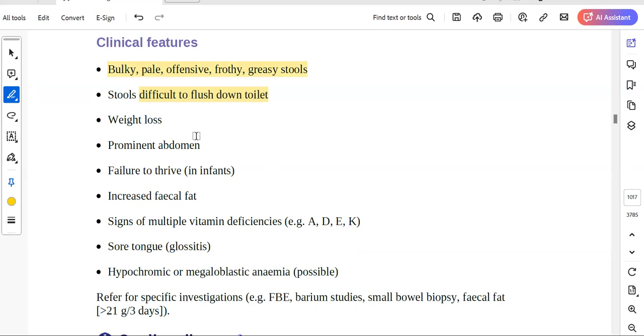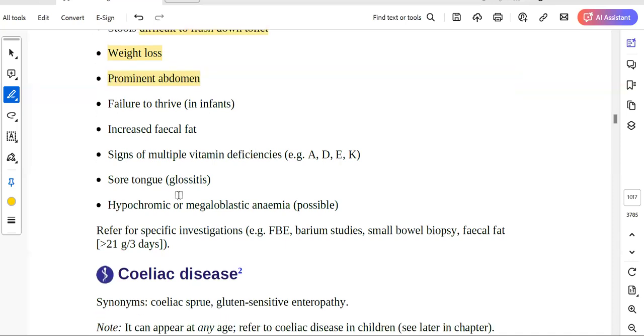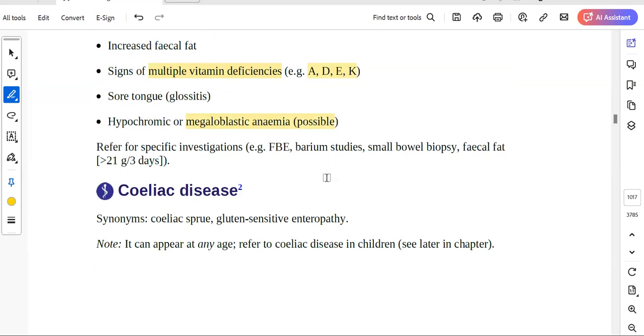Because of malabsorption and lack of digestion, the patient can have weight loss. They can get a bloated abdomen. They can also have multiple vitamin deficiencies, especially the vitamins which require fat to get digested or absorbed, which are vitamins A, D, E, K. These patients also can develop anemia, most importantly folic acid deficiency, B12 deficiency, or iron deficiency anemia.